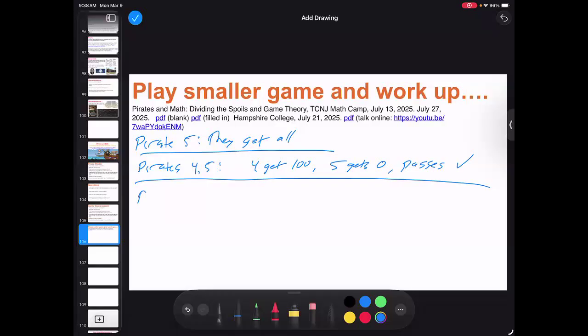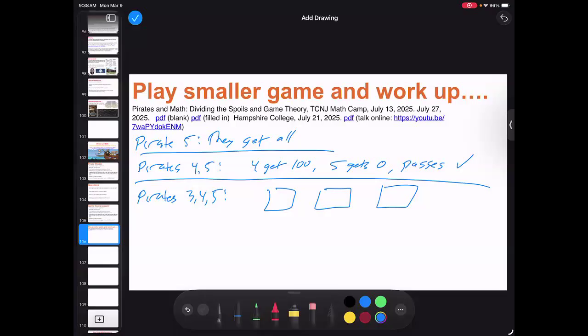What if there are pirates 3, 4, and 5? Do you all agree that this is the first time that it might actually be interesting? What does 3 propose? Let's be very careful. What does 3 have to do? 3 has to get one other person. They don't care which. I thought 3 should take 99 and just offer 5 one.